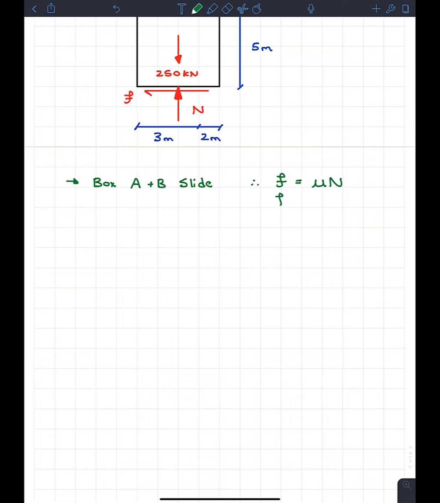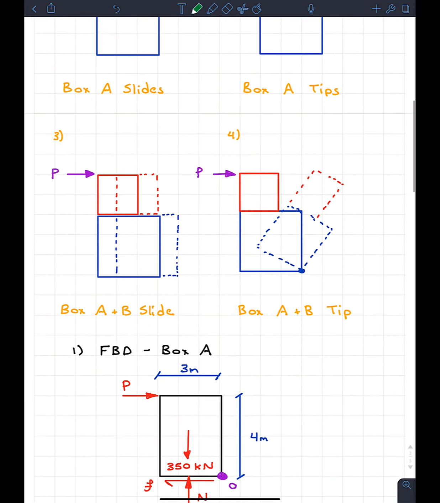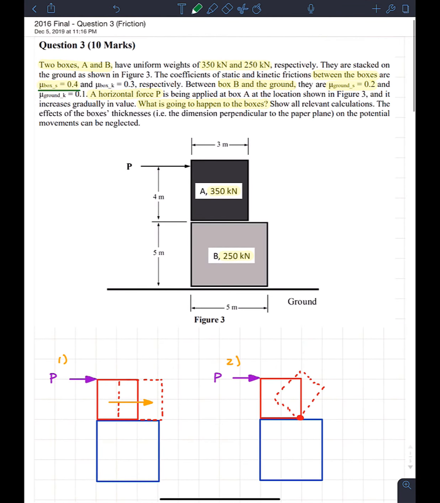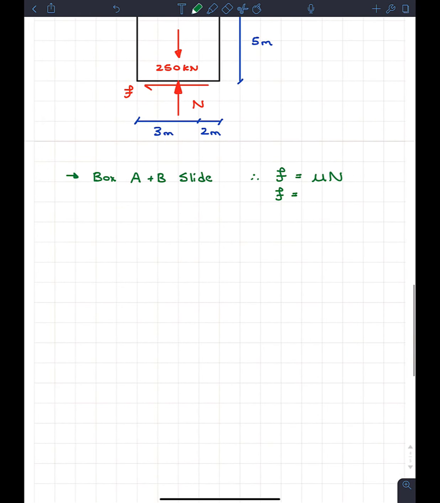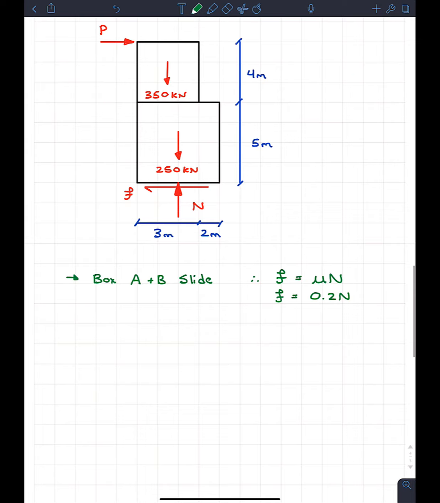And in this case, we want the coefficient of friction between the ground and box B. So we come up here and it says the coefficient of friction between box B and the ground is 0.2. So this part over here. So we're going to use 0.2. So in this case, the friction is equal to 0.2 times the normal force, just like this. So it's not too bad. We have our third equation and we have 3 unknowns, so we can actually solve for everything right away.